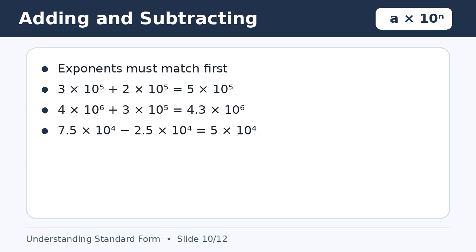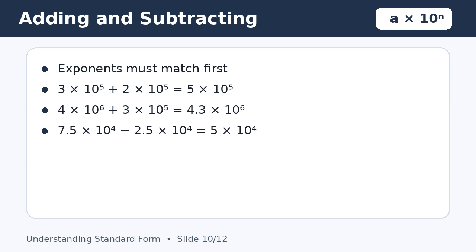Addition and subtraction require special care. The powers of 10 must first be made equal. Consider 3 times 10 to the power 5 plus 2 times 10 to the power 5. Since the powers are already equal, add the coefficients. 3 plus 2 gives 5, so the answer is 5 times 10 to the power 5.